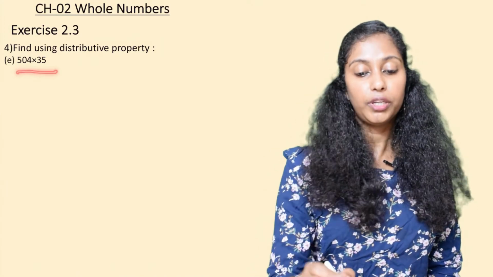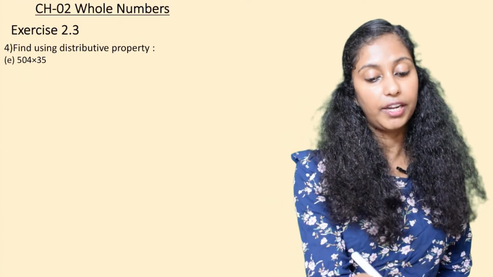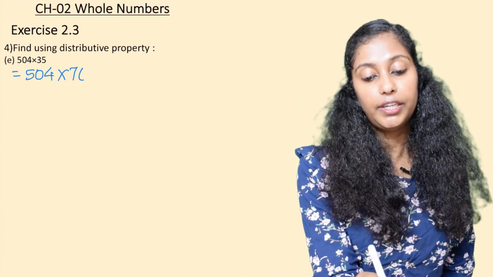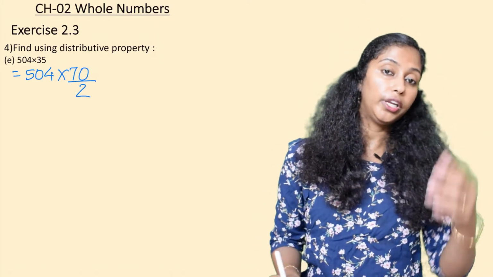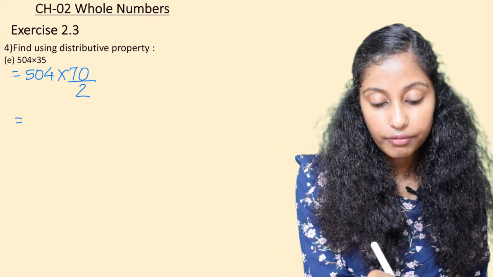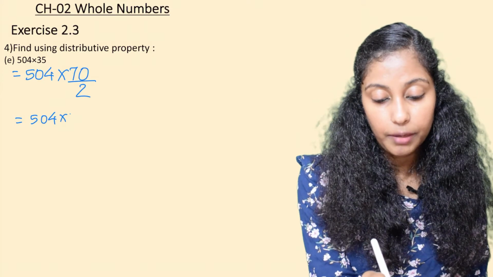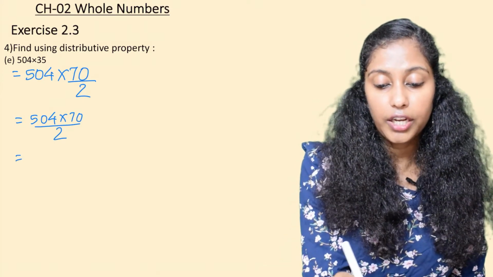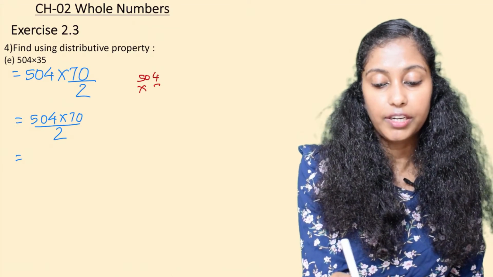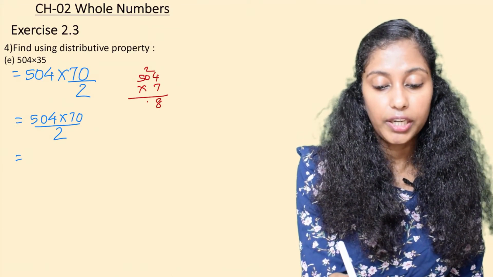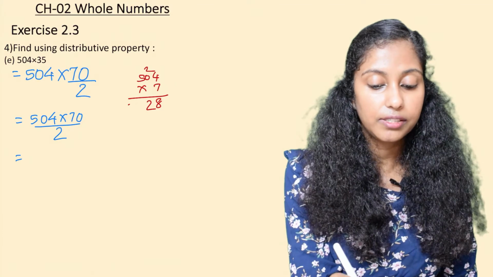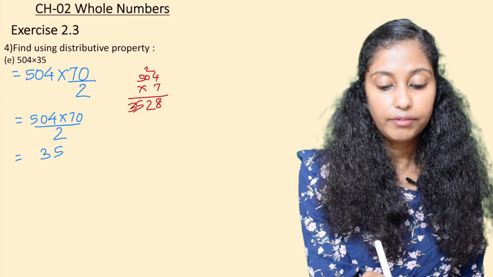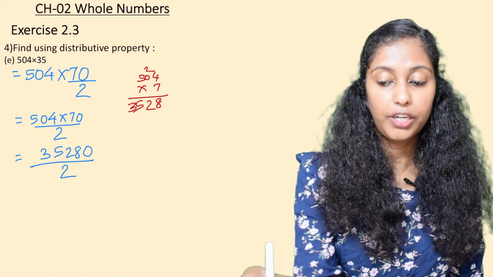Again using distributive property, 504 multiply 35. So 35 can also be written as 70 upon 2, which we saw in patterns. So here 504 multiplied by 70 upon 2. So 504 quickly can be multiplied by 7. 7 4s is 28, 0 plus 2 is 2, 7 5s is 35. So it gives us 3,528 and 0 divided by 2.